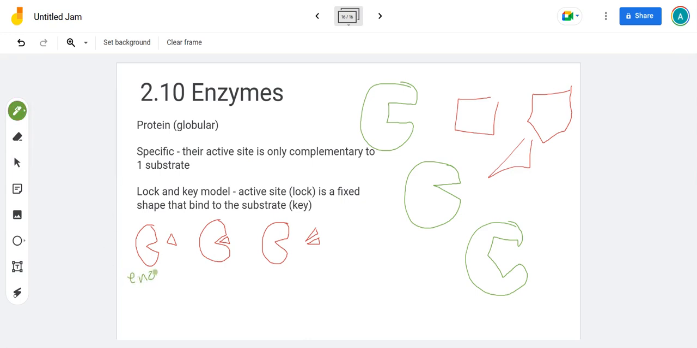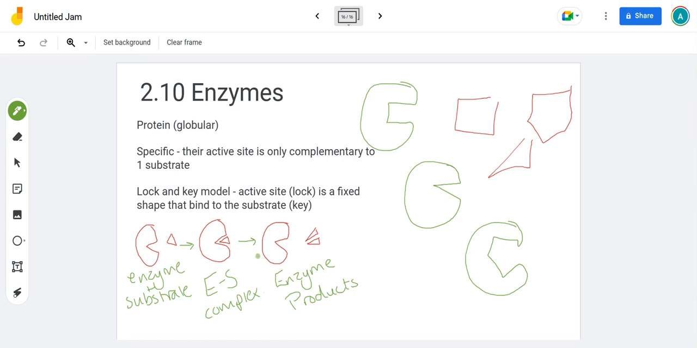So we've got an enzyme and we've got a substrate. Then here we've got an enzyme substrate complex. And at the end, we've got our enzyme, which remains unchanged, ready to be used again. And we've got our products. Just make sure you can easily draw and label a diagram like that.